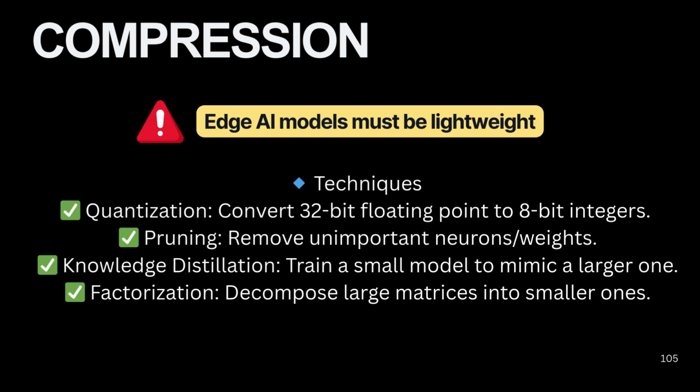There are compression techniques you can use when you're using edge computing, because you need to make the model lightweight. So you can use quantization, so convert 32-bit floating point numbers to 8-bit integers. Pruning, remove unimportant neurons or weights. Knowledge distillation, train a small model to mimic a large one. Or you can use a factorization approach where you decompose larger matrices into smaller ones. This is very important. You should know each of these thoroughly, what these refer to.